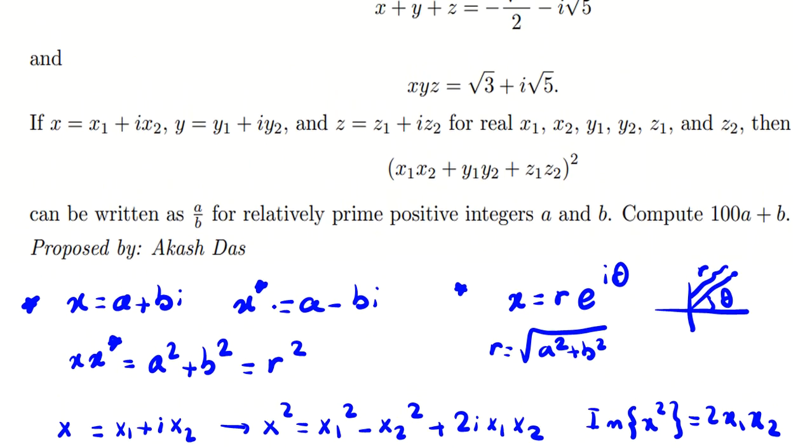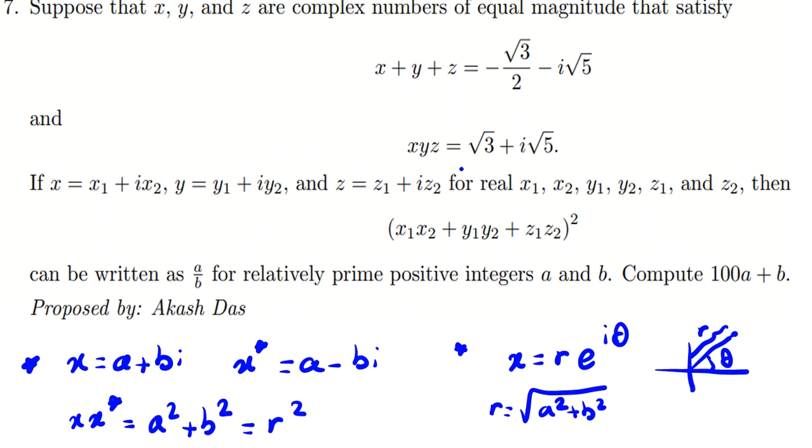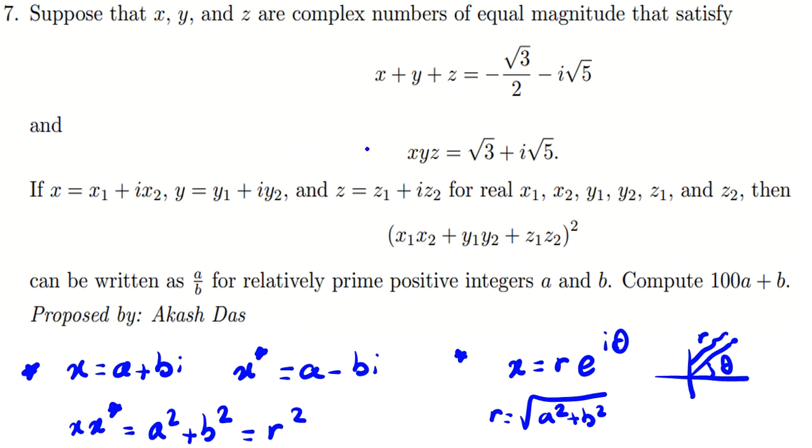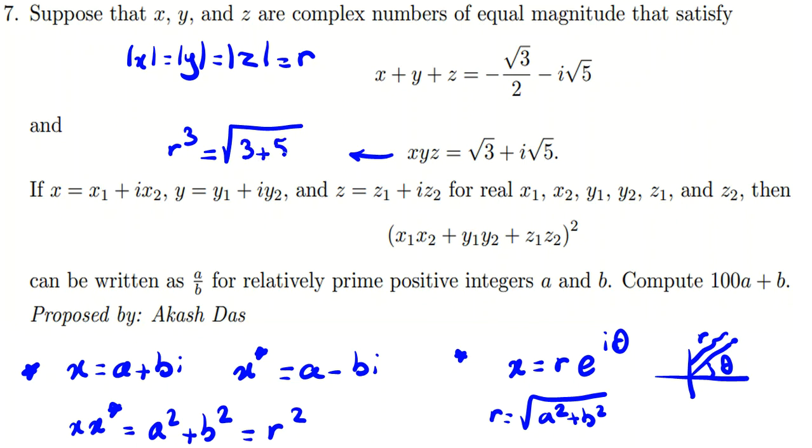Now, let's consider this part: x plus y plus z is this. If you consider the magnitude of each side, suppose x, y, and z have equal magnitude, so |x| equals |y| equals |z| equals r. If you consider the norm, the left side will be 3r, and the right side will be root of 3 plus 5, which is root 8, and we can conclude r is root 2. So from this we can understand r is root 2.